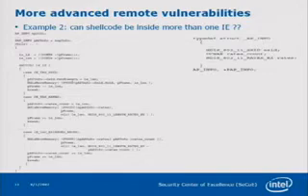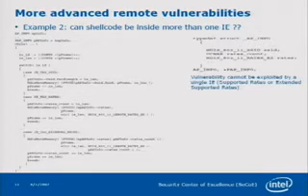The second example: can the attacker place shellcode inside more than one information element? This example shows that it's possible. The vulnerability cannot be exploited in this example by a single information element. So, for example, it's not possible to exploit this code by sending a malformed supported rates element only, or an extended supported rates element only.